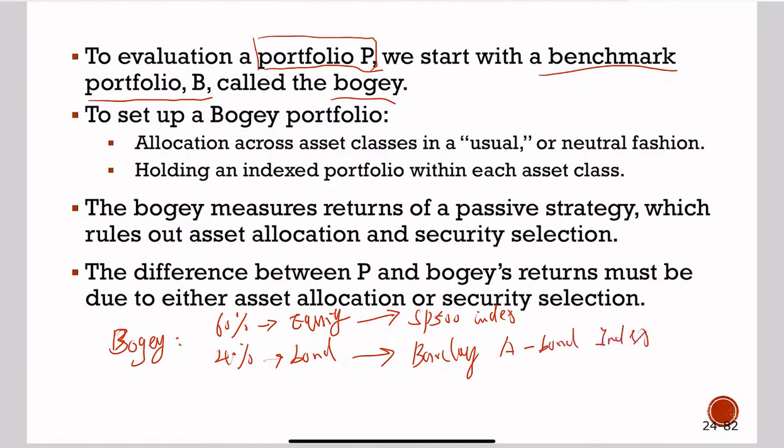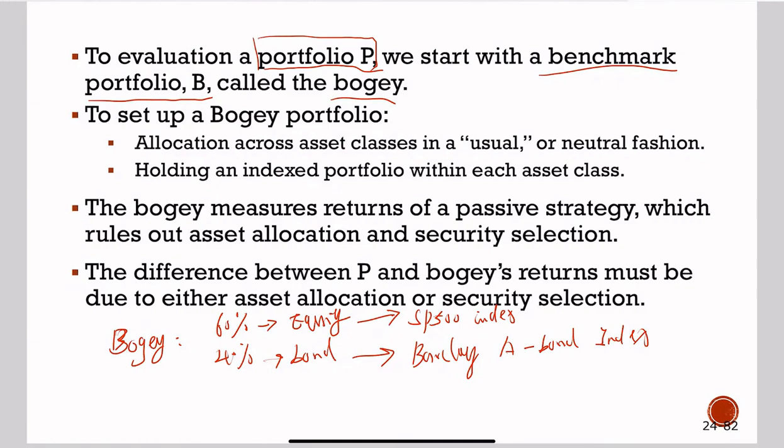So the key here is, no matter how you construct your bogey portfolio, you want to make sure that this bogey portfolio is using a passive strategy, right? This is important because if the bogey portfolio is using a passive strategy, then you can rule out asset allocation and security selection, because whenever you're doing a passive strategy, there is no asset allocation and there is no security selection.